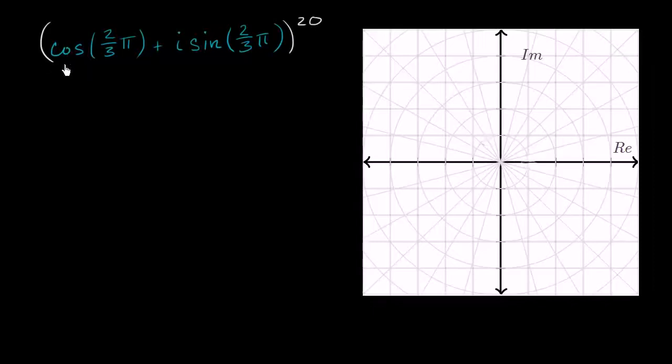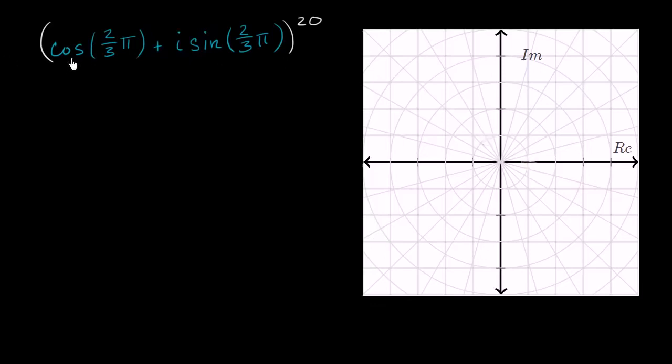So I have the complex number cosine of 2/3 pi plus i sine of 2/3 pi, and I'm going to raise that to the 20th power. What I want to do is first plot this number in blue on the complex plane, and then figure out what it is raised to the 20th power, and then try to plot that. I encourage you to pause this video and try this out on your own before I work through it.